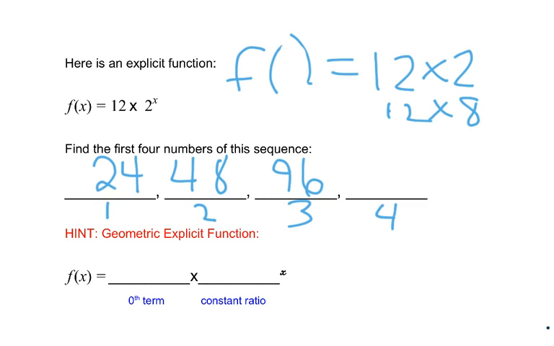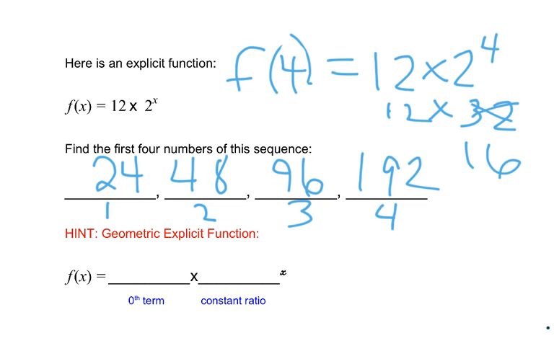Next, you guessed it, I'm going to plug in 4. So when I plug in 4, 2 to the fourth power is 32, I hope it is anyway, or 16. Nah, it's 16. First mistake I've made all day. Okay, trying to do math in my head. Anyway, 12 times 16 is 192.